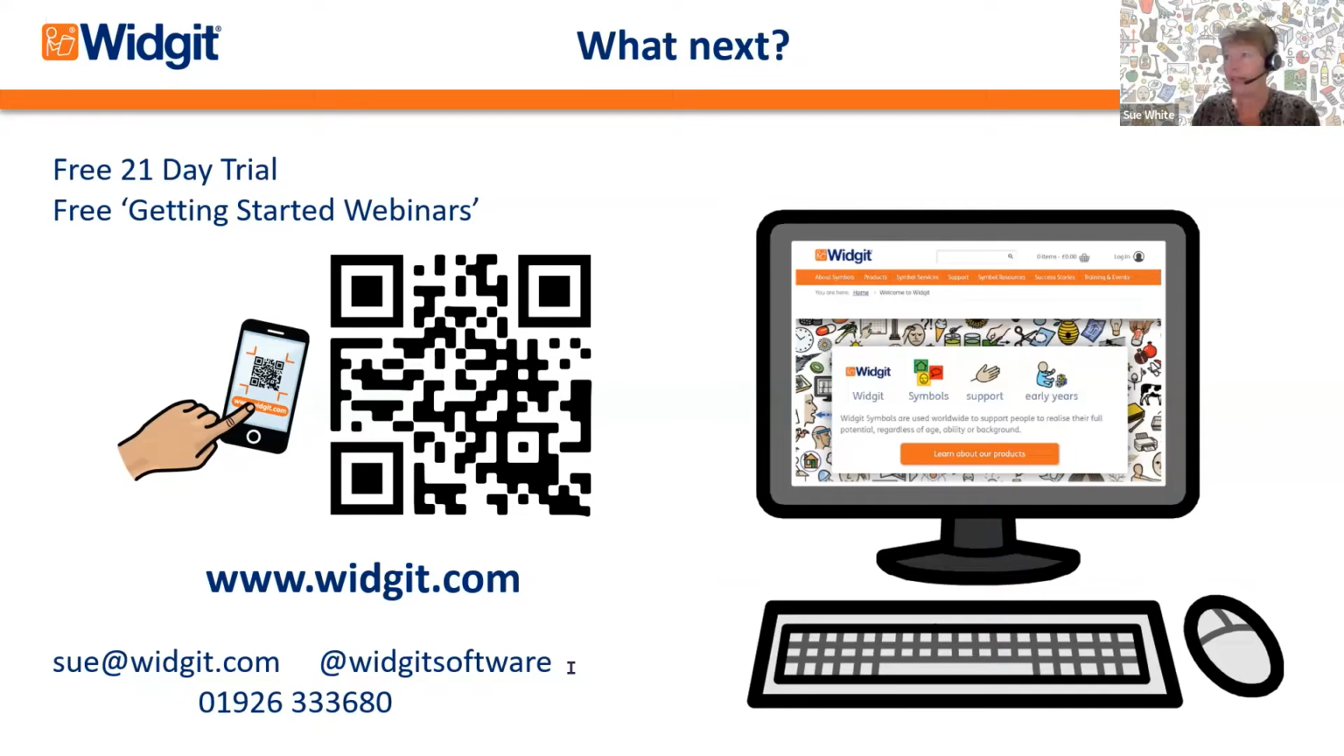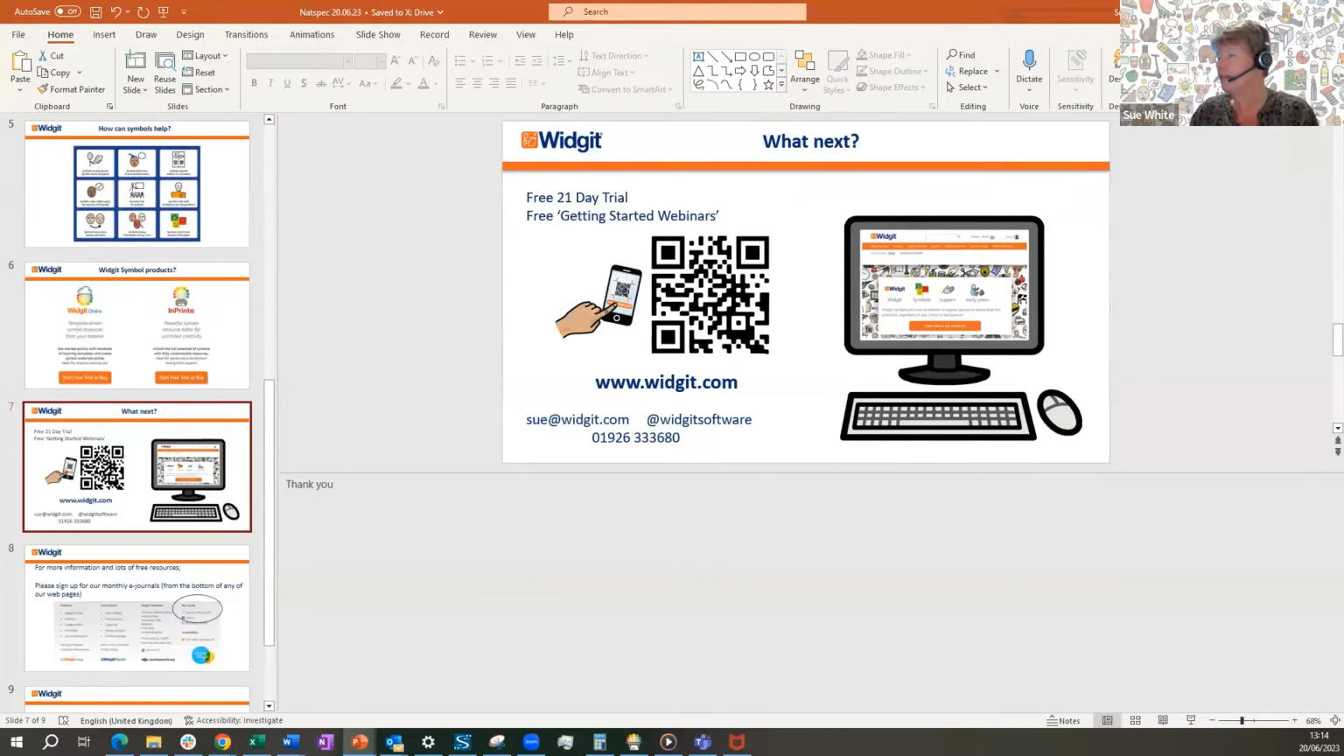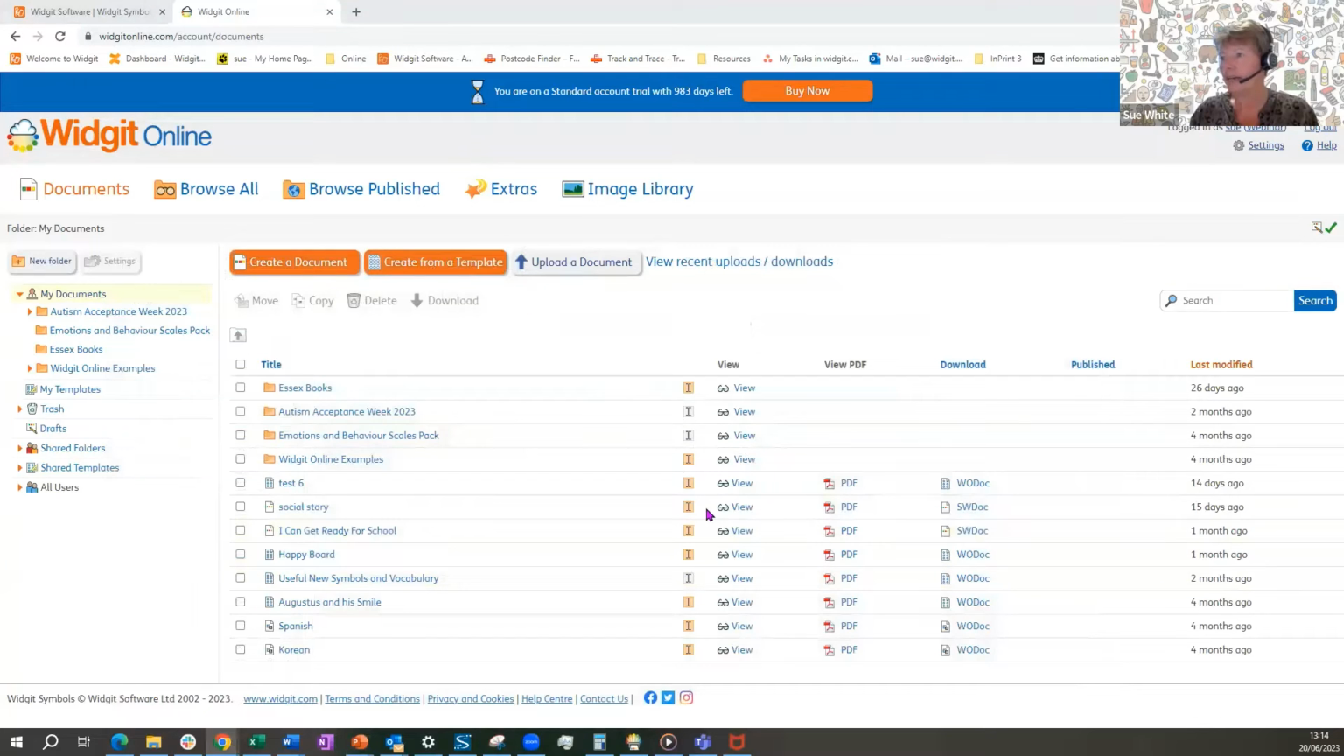So I'm just going to come out of that, close that window down, and then actually show you some of the program. So this is Widget Online. This is our cloud-based program. It means it's accessible from any computer or tablet with an internet connection, which obviously is much easier than installing and then updating things on a Windows desktop or laptop. There are two different sections to it. There's a document section and a template section.